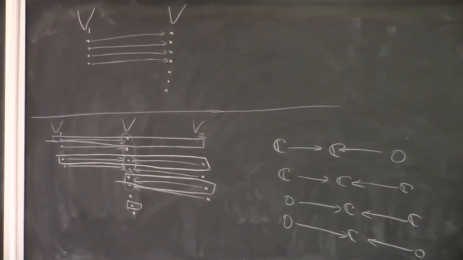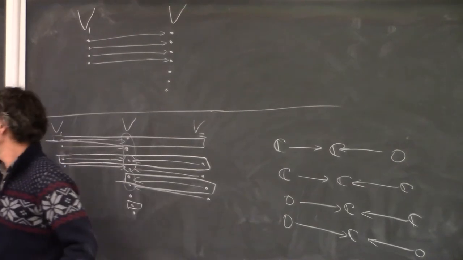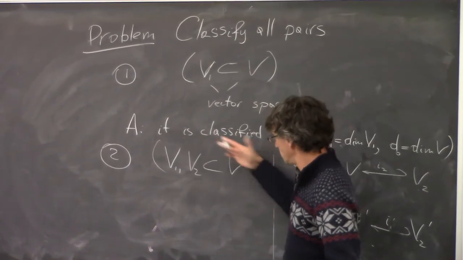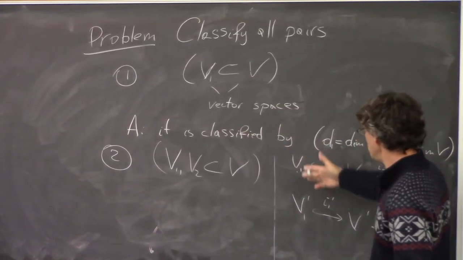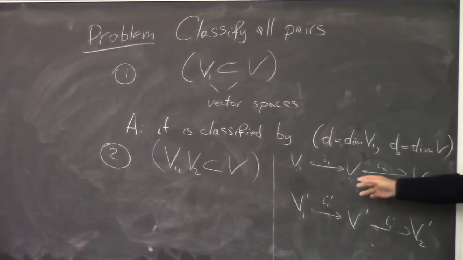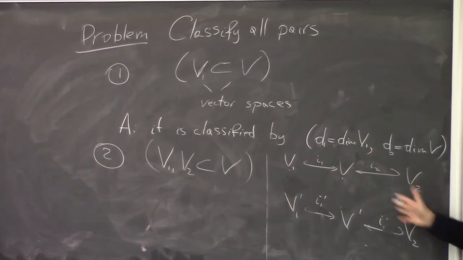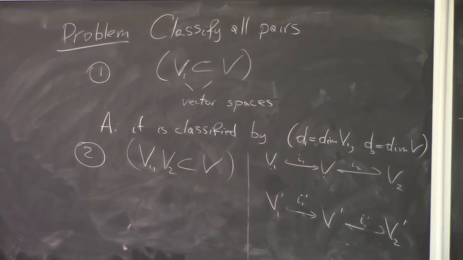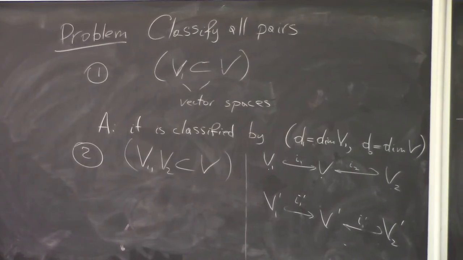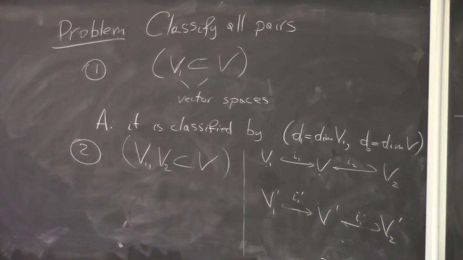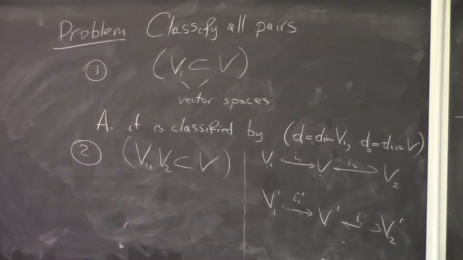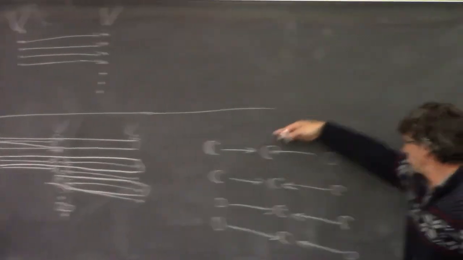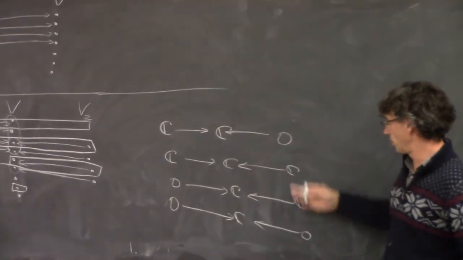I would say that any configuration like this, first of all, I have the operation of direct sum on such configurations. So if I have a vector space with two subspaces and another vector space with two subspaces, I can take the direct sum here, here, and here. I expect that you know the notion of direct sum of two vector spaces. Do we need to say more about that? Okay. So then I'm saying that any configuration of two vector spaces in a third one can be obtained by taking direct sum of these simple blocks.